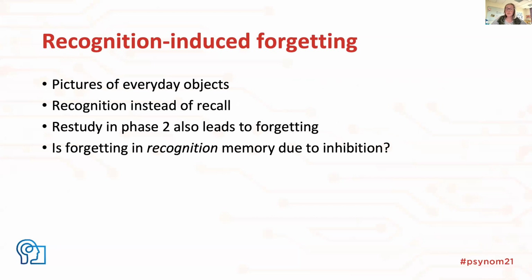Importantly, forgetting of pictures also occurs following restudy in phase 2. Explicit instructions that the subjects engage in recognition practice is not required. This is a finding that has been demonstrated in several labs and is incorporated into the present study. Here we ask whether forgetting in recognition memory is due to inhibition.